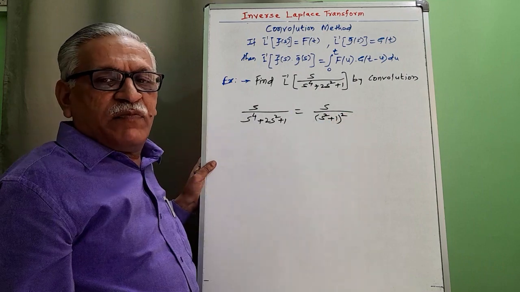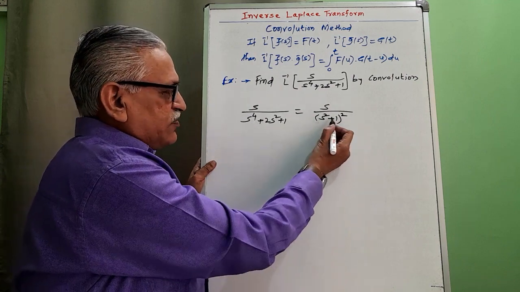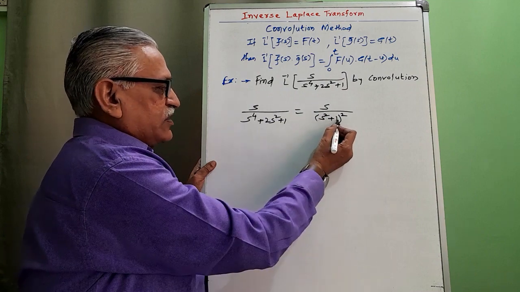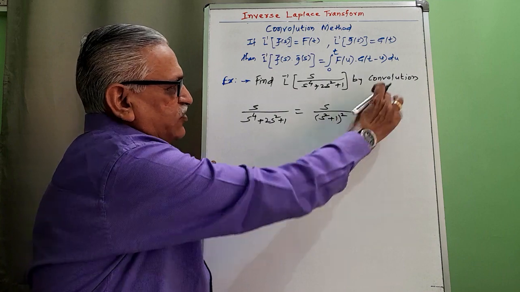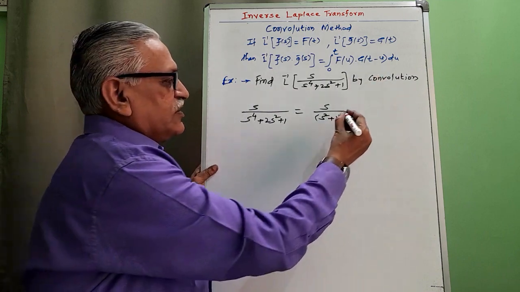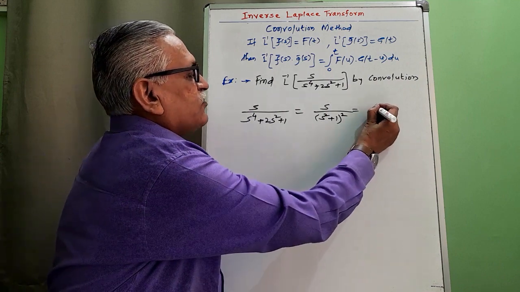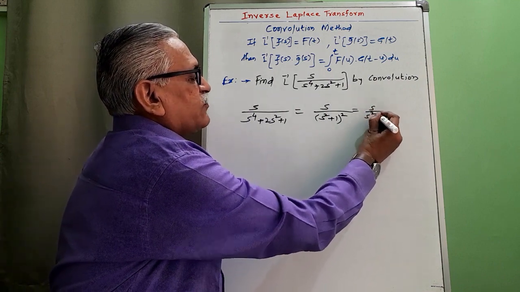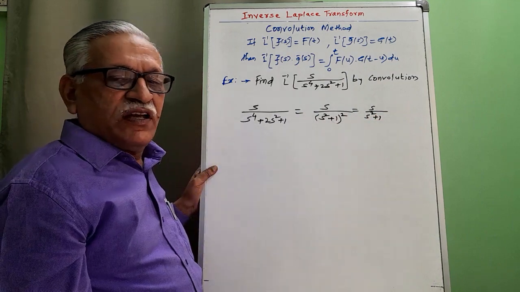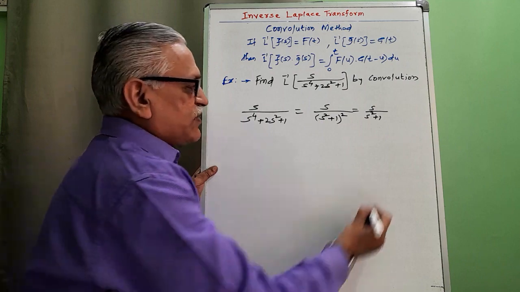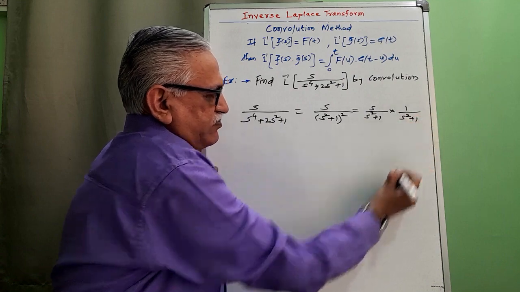If expanded by (a plus b) whole square, s square raised to 2 we get s raised to 4, 2 times ab we get 2s square, and plus 1 square we get 1. And then as we have to obtain the inverse by convolution, we write it in the form of a product of two functions. Therefore s upon (s square plus 1) whole square, we take as first term s upon s square plus 1. This we split as s upon s square plus 1 into 1 upon s square plus 1.